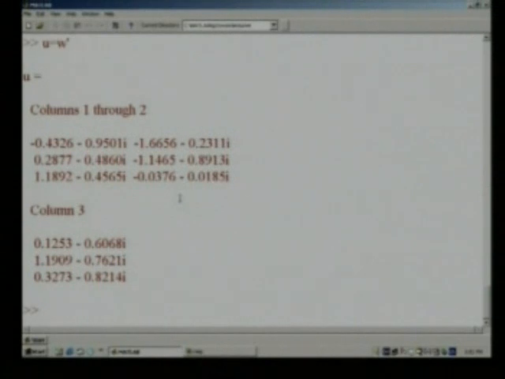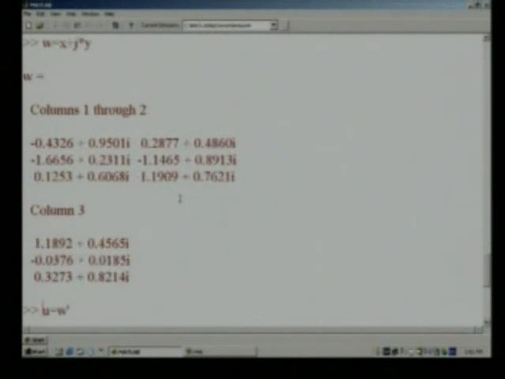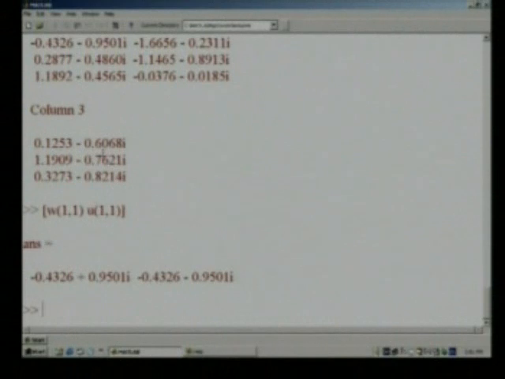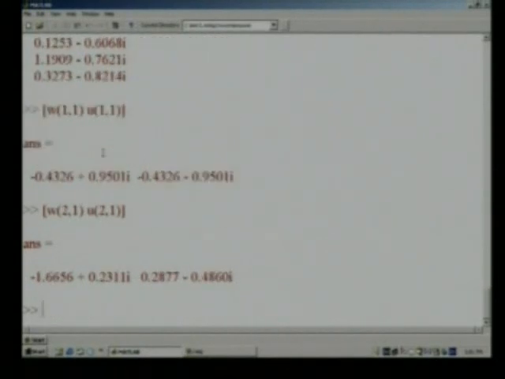Let me write what U is equal to W transpose is. You will find this is called Hermitian transpose. That means the W matrix will be transposed, but at the same time the elements will be the complex conjugate. For example, you look at the 1 1 element, we can write here W 1 1. We can write the elements side by side by using square brackets, U 1 1. You will find one is the complex conjugate of the other. Similarly, you can write W 2 1, and you will find that U 2 1 is the complex conjugate of the other.